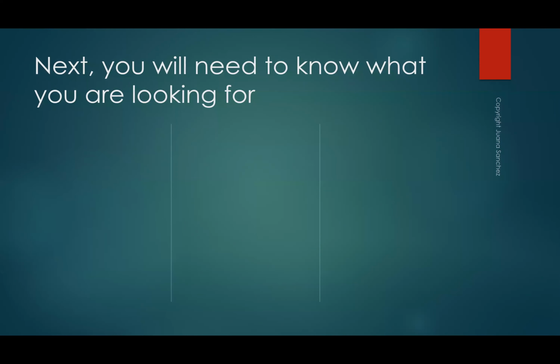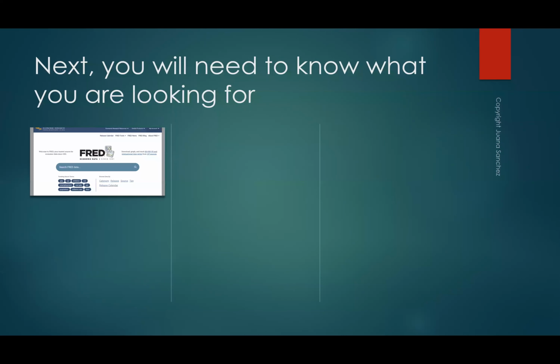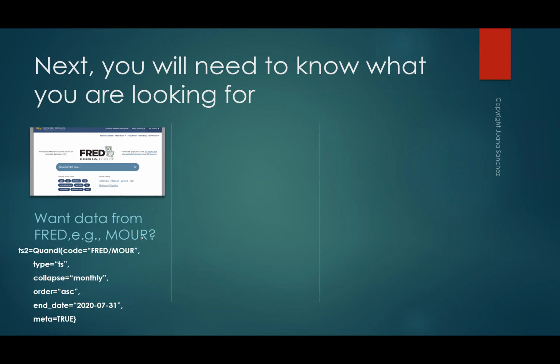The next thing you'll need is to know what it is you're looking for. You need to know the names of the time series that you want to access. In order to do that, you will need to be familiar with the databases that you want to access. For example, suppose I want data from FRED, and suppose I want data on the Missouri unemployment rate. How do I know the name of the variable is MOUR? Well, I would have had to go to FRED.